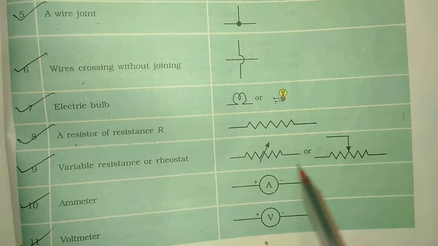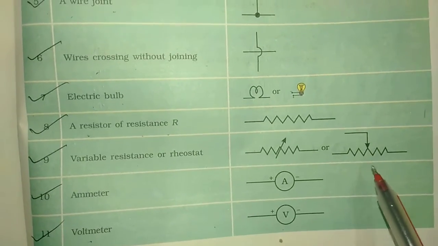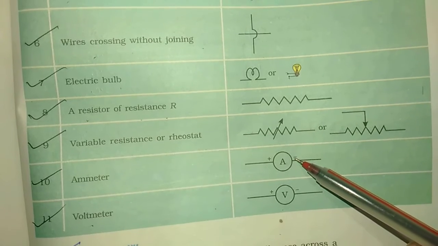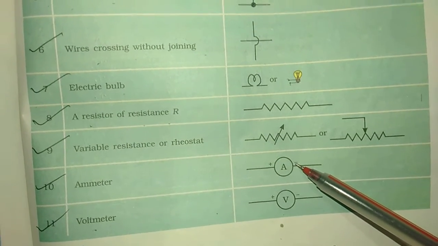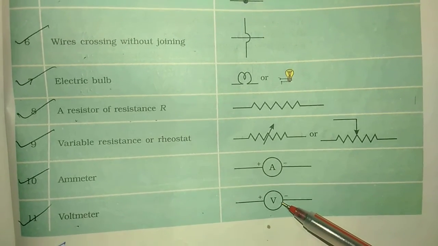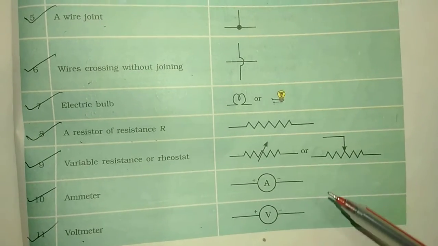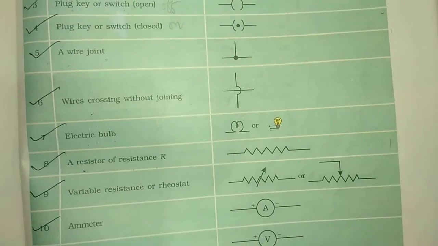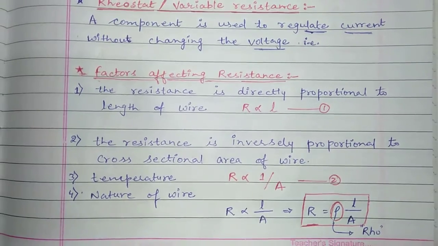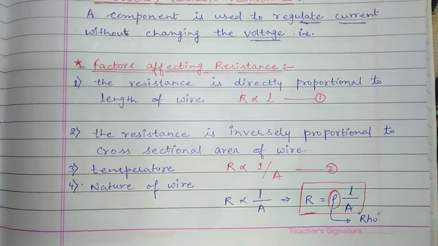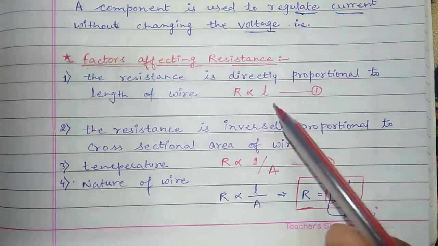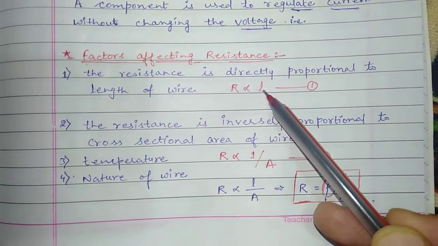So the rheostat and variable resistance are denoted by this symbol in the electric circuit, and this is the symbol of the ammeter, and this is the symbol of the voltmeter in an electric circuit. So these are the important symbols for the electric circuit. Then after those symbols we will discuss the factors which affect the resistance. First one is that resistance is directly proportional to the length.